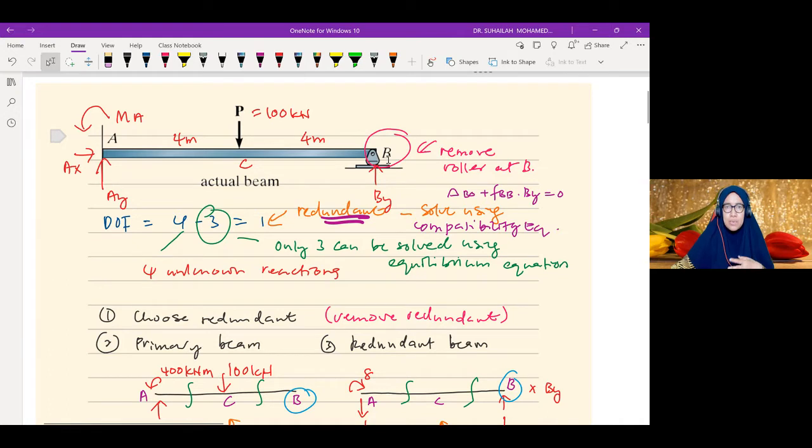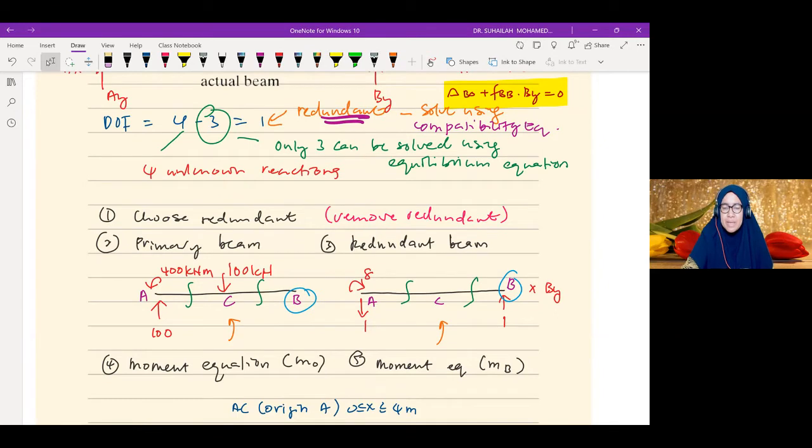Once we remove BY, we straight away get the compatibility equation: Delta B naught plus FBB times BY is equivalent to 0. That means we will use that equation to calculate the BY value.